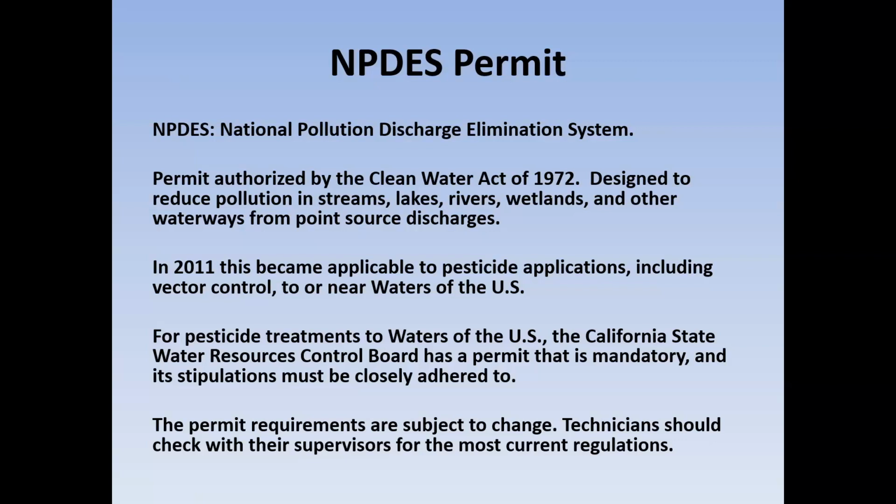Okay, let's talk about the NPDES permit. NPDES stands for National Pollutant Discharge Elimination System. It's a permit authorized by the Clean Water Act of 1972 that's designed to reduce pollution in streams, lakes, rivers, wetlands, and other waterways from point source discharges. In 2011, this became applicable to pesticide applications, including vector control, to or near waters of the U.S., and we'll go over waters of the U.S. in a moment. For pesticide treatments to waters of the U.S., the California State Water Resources Control Board has a permit that is mandatory, and its stipulations must be closely adhered to. The permit requirements are subject to change, and technicians should check with their supervisors for the most current regulations.